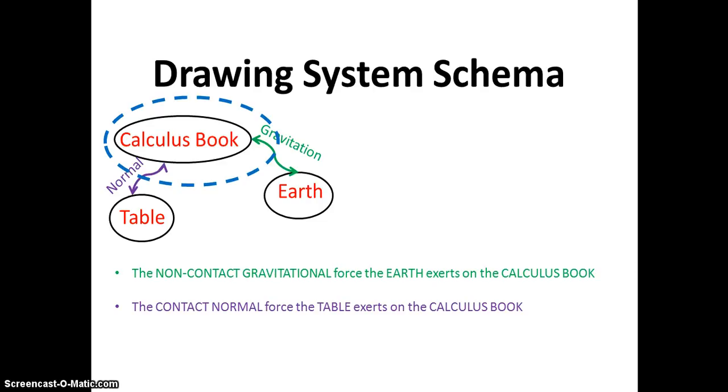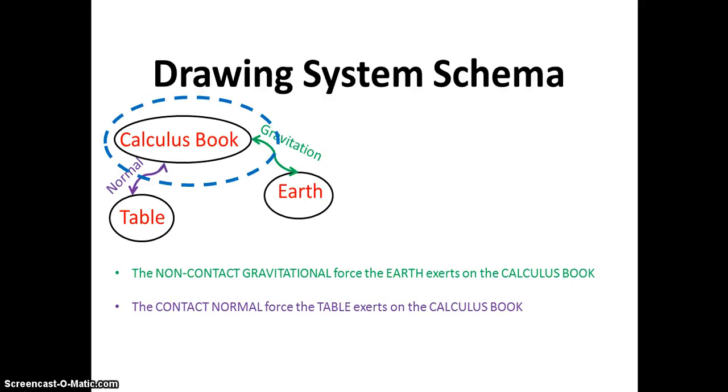We'll go on to naming these interactions. The green one is the non-contact gravitational force the Earth exerts on the calculus book. And the purple one is the contact normal force the table exerts on the calculus book.